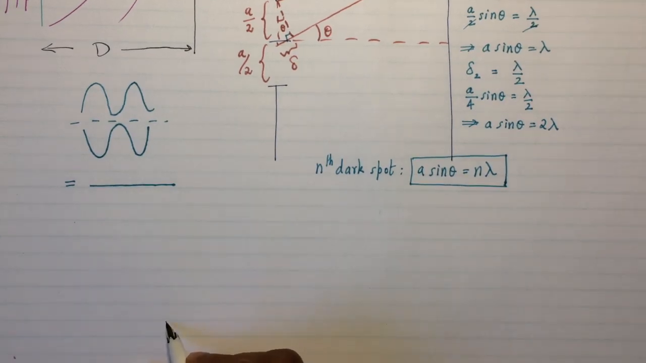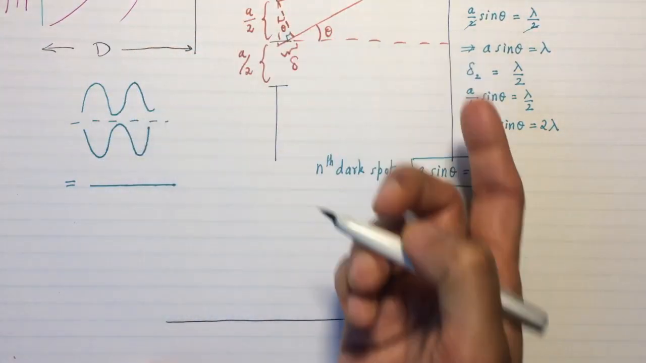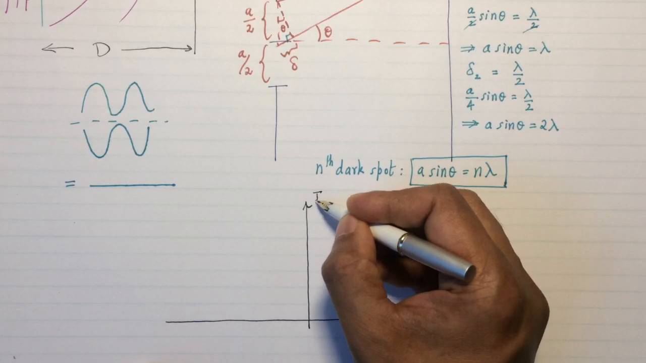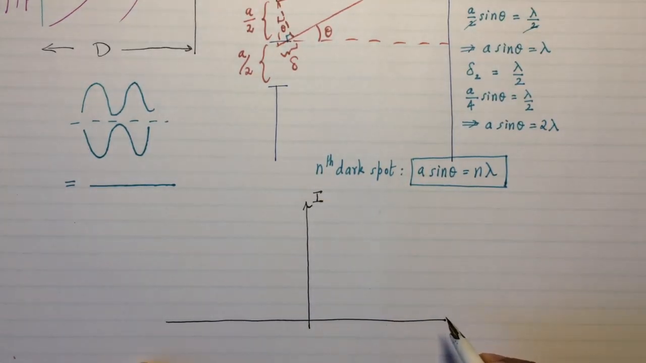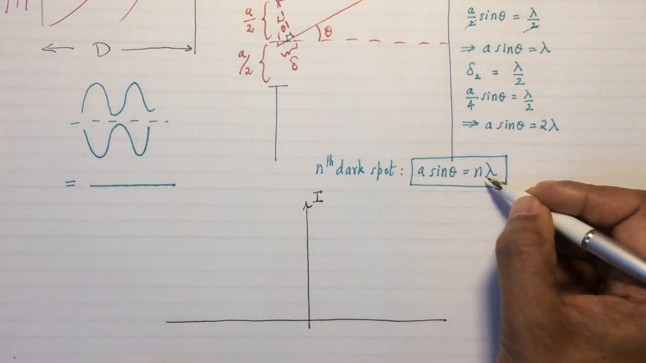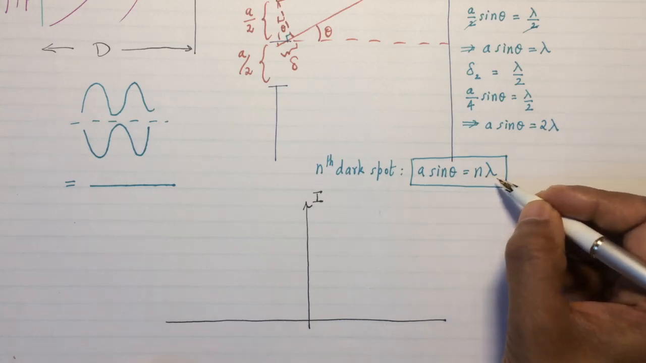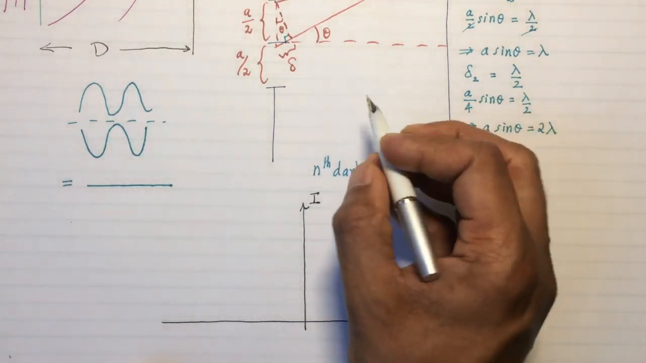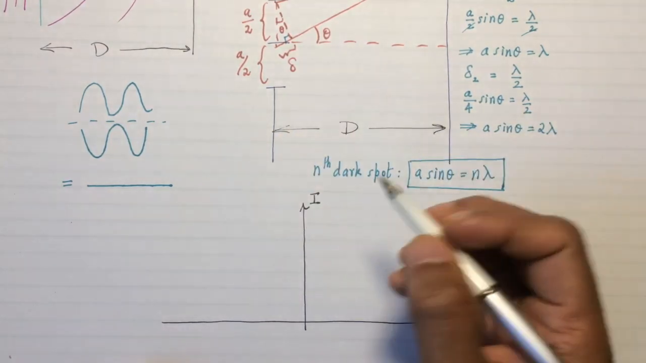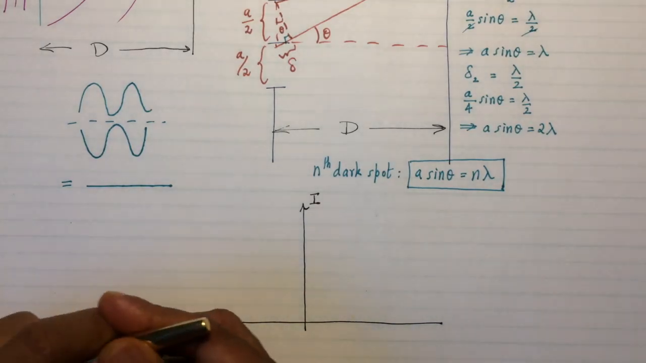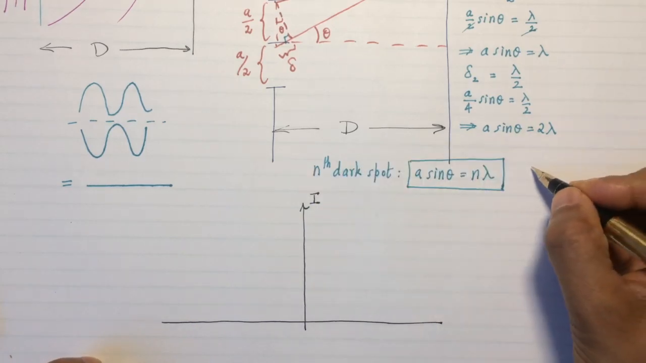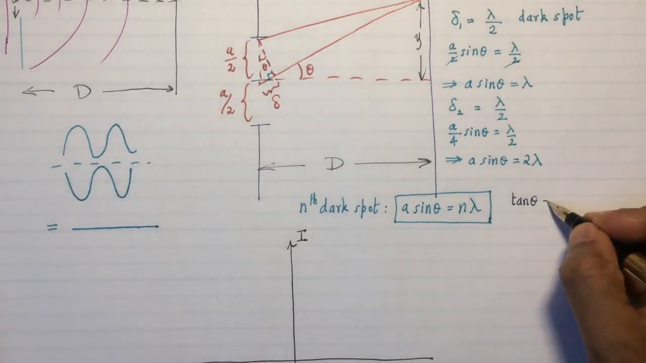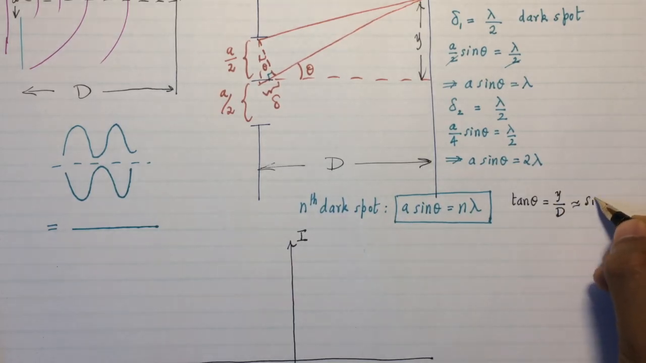So first, let's draw the pattern. What are we seeing on the screen some distance away? So I'm turning the screen over, and the pattern is going to be sketched with the intensity on the y-axis as a function of the angle on the x-axis. So clearly, when I have a sine theta equals n lambda, I also need to talk a little bit about the position of the slit. That would be this quantity d, and assuming the small angle approximation is valid, which is not always true, I can write tan theta is equal to this quantity y divided by d, and tan theta is approximately equal to sine theta for small angles.